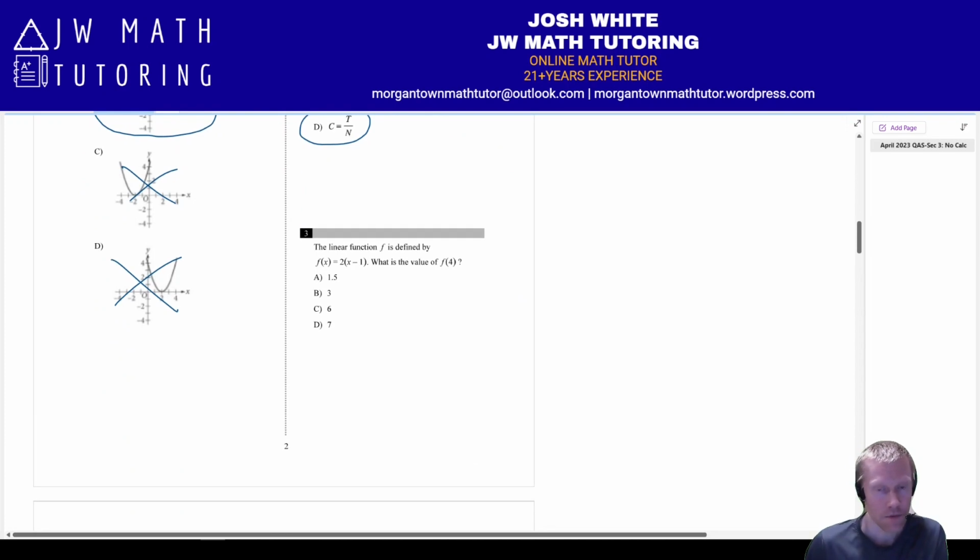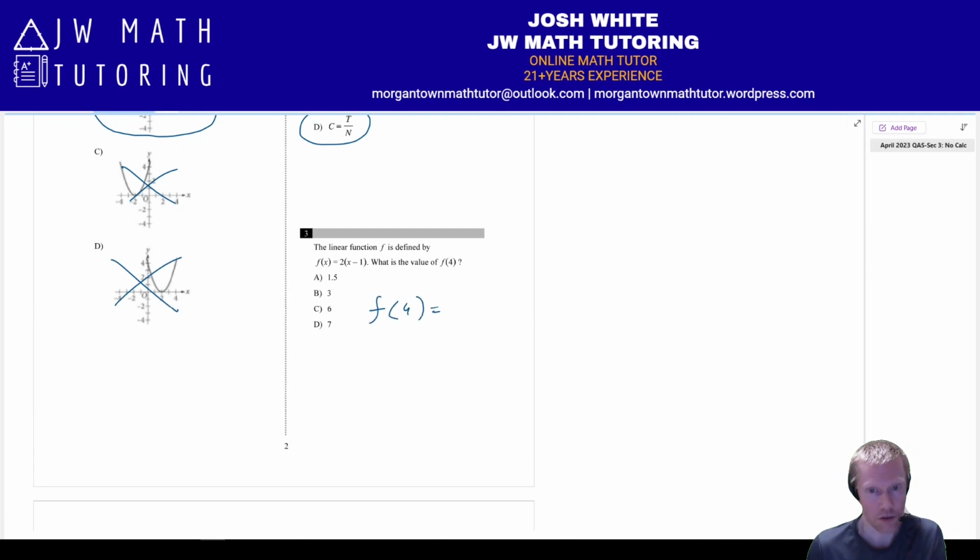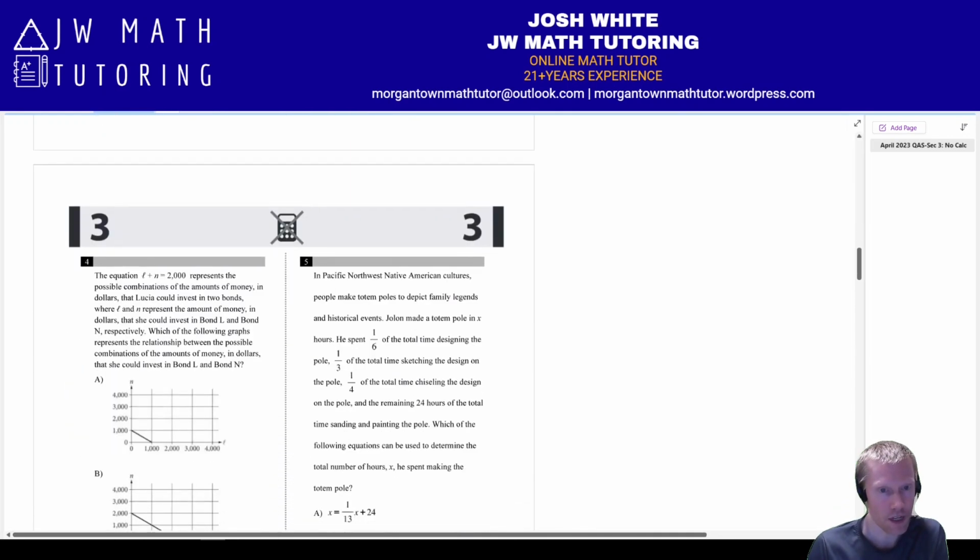All right, next question, number 3, they're just asking you to evaluate a function. So, of course, f of 4 just means we're plugging 4 in for x. So once we do that, just have to remember order of operations. We're going to do our parentheses first. 4 minus 1 is going to be 3, and 2 times 3 is just going to equal 6. So f of 4 is going to equal 6. Correct answer for this is just letter C. That's it. Moving on to the next page.